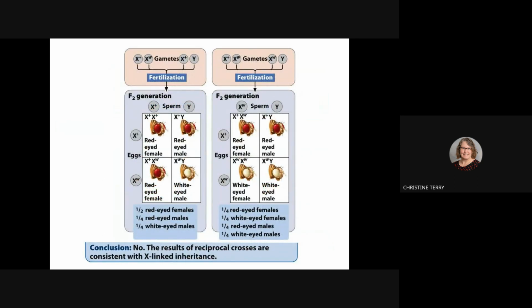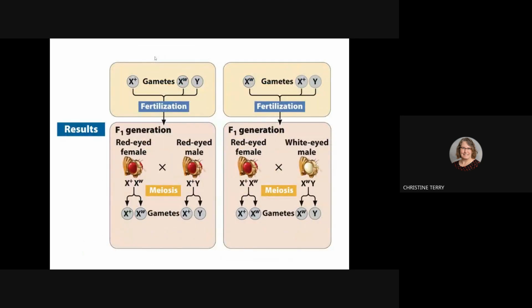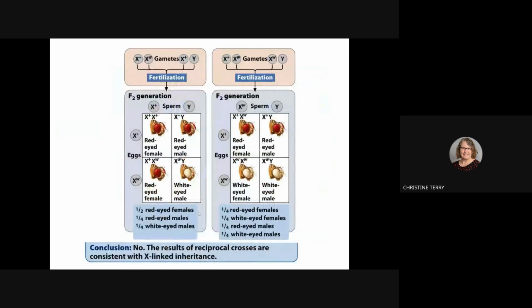So when we take these flies and look at the F2, if we take these red-eyed females and red-eyed males, look at what's happening in meiosis. Half the gametes have the wild type allele, half white; half wild type, half Y. Now we see half of the offspring are red-eyed females, a quarter are red-eyed males, and a quarter are white-eyed males.